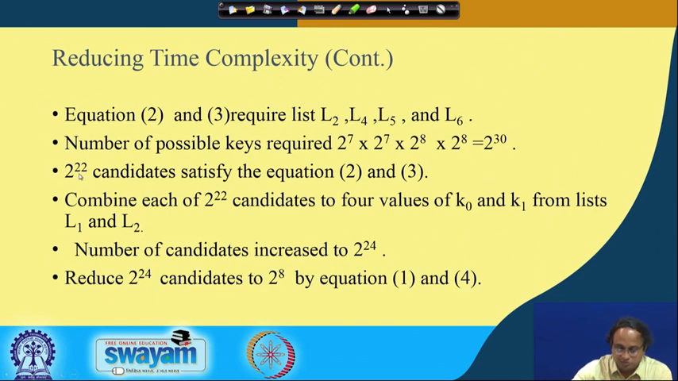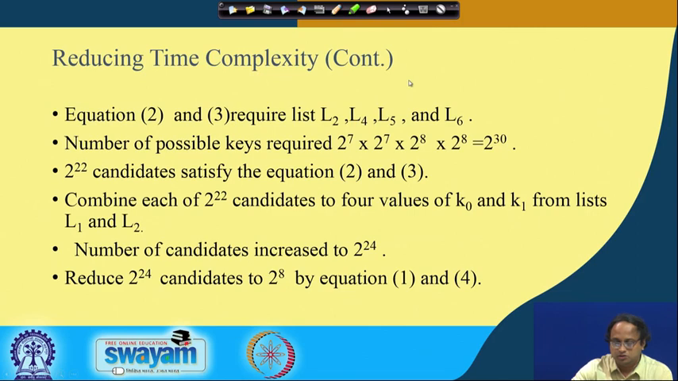Now these 2 power of 22 candidates you combine with the other 4 values of K0 and K1. The size will increase to 2 power of 22 multiplied by 2 power of 2, that is 2 power of 24. Then you use equations 1 and 4 to reduce this 2 power of 24 to the final 2 power of 8 values. If you do it this way, your size never exceeds 2 power of 30, and therefore the time complexity of the attack does not shoot beyond 2 power of 30. This is an improvement over the previous attack, where the time complexity was 2 power of 32.